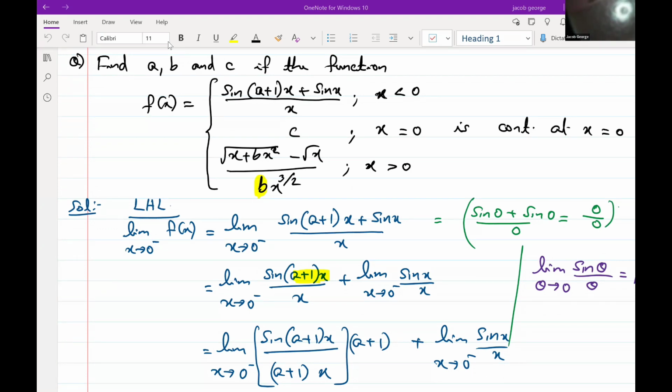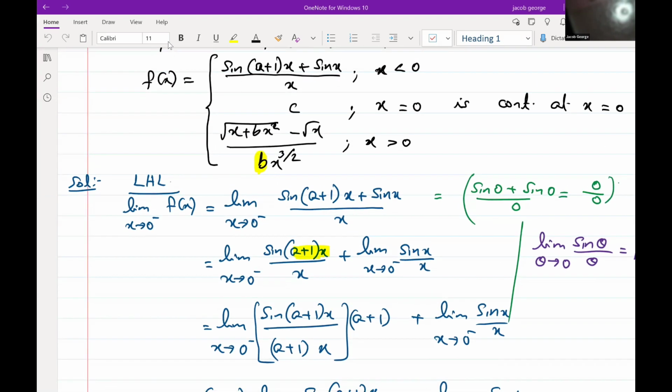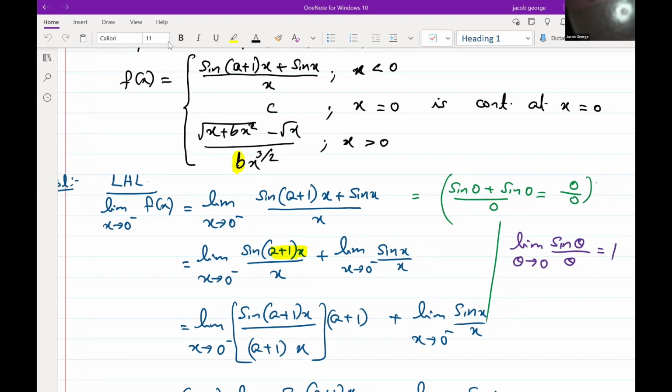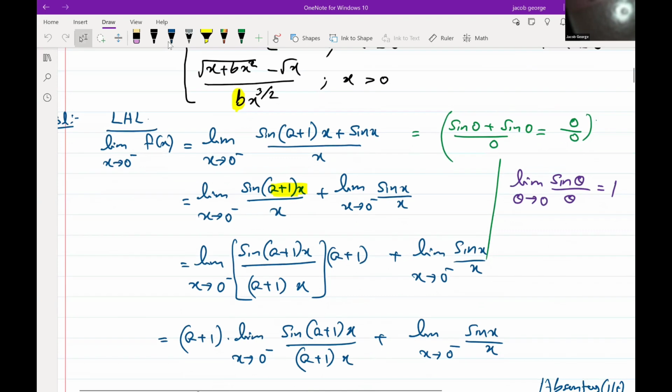Look at the left-hand limit. The left-hand limit is limit x tends to 0 minus. We copy that left-hand expression, sine of (a plus 1) into x plus sine x by x. Since it is continuous, all these are equal, so we can break it into two parts. And we know the limit: limit theta tends to 0, sine of an angle by the same angle is 1. Now to get the same angle, we have to multiply by a plus 1 on both numerator and denominator.